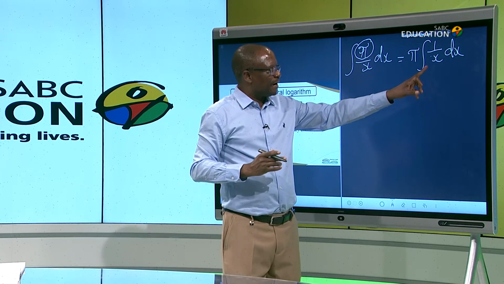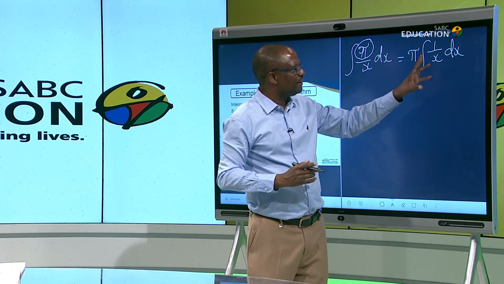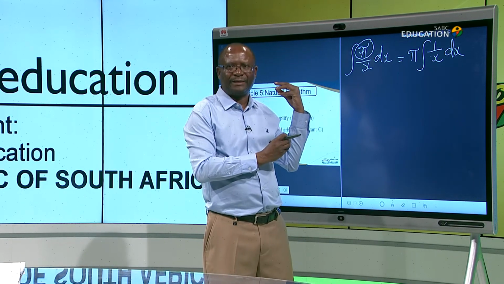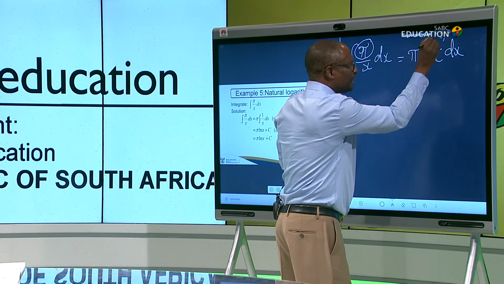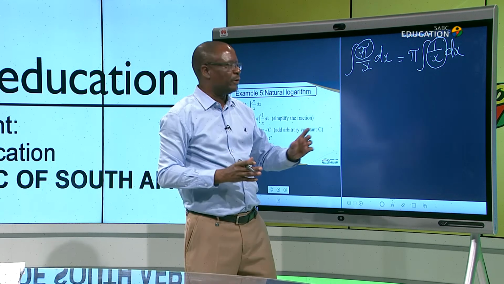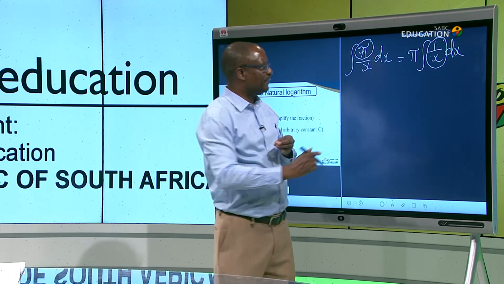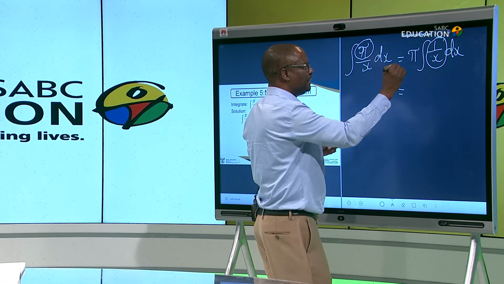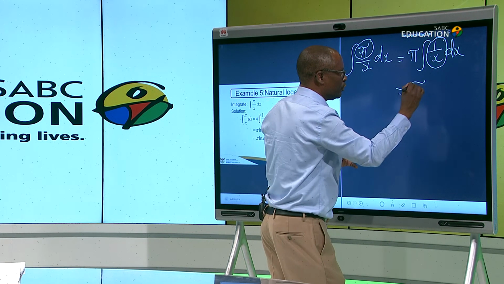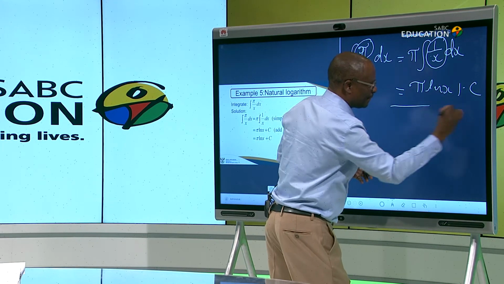Now you look at this fraction. Can it be differentiated? Does it apply some of the rules that we have learned? Yes. This one, we can apply the rule of logarithm, wherein we know that the integral of 1 over x is equal to ln x. Therefore, we can say the integral of pi over x dx will be equal to pi ln x plus c.